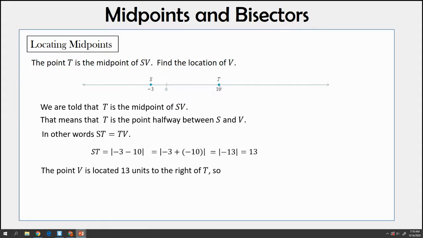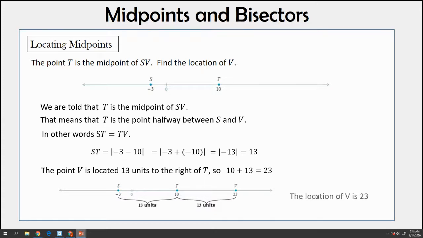That means point V has got to be located 13 units to the right of T. So since we're going to move to the right of T, we're going to add 13 to T's point. And now we know V is going to be located at the point 23. You can look at it visually here. So we know -3 to 10 was 13 units. We need to go from 10 to the right another 13 units. That gets us to 23. And now that will make T the midpoint of SV. So we now know the location of V is 23. Okay? Pretty straightforward.